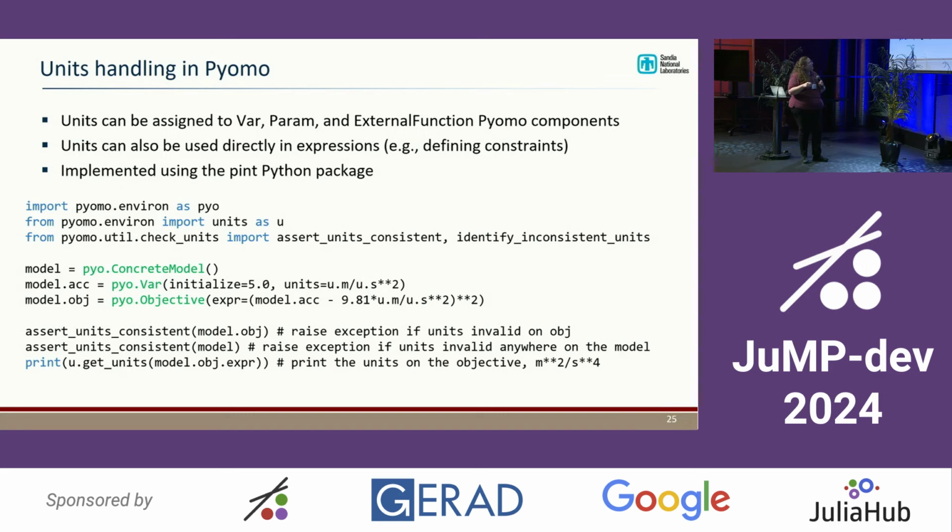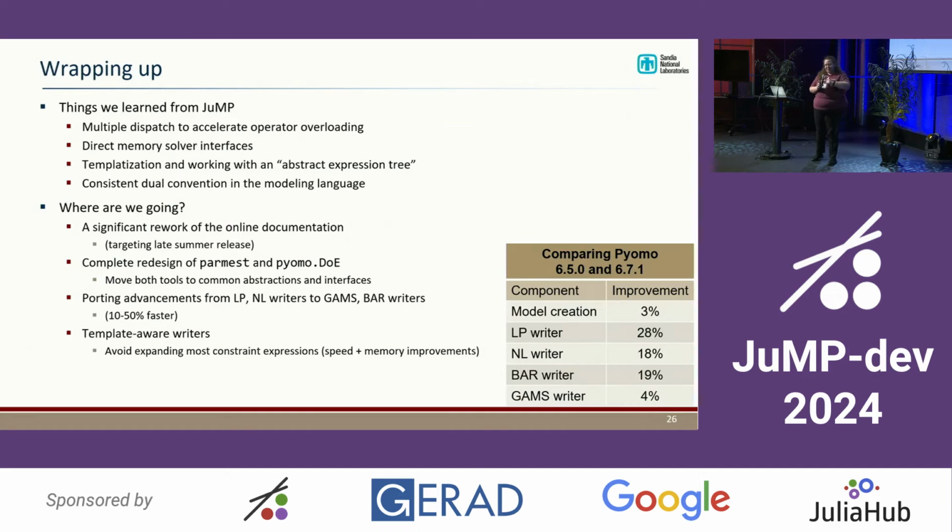And then we have some nice utilities in Pyomo for asserting consistent units and identifying sets of constraints and objective functions that may have inconsistent units. So this is what it looks like. You can assign units to things like variables, parameters, and external functions. Okay, so let me wrap up.